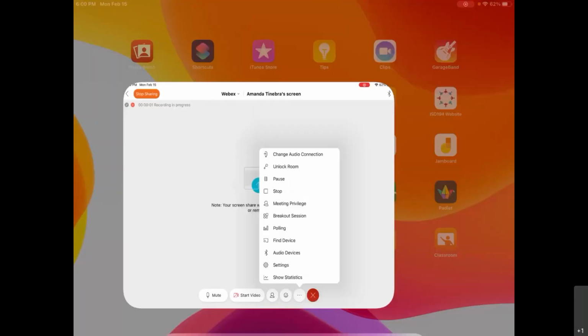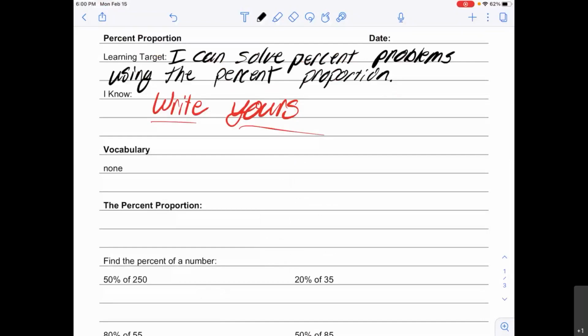For today's video, we are talking about the percent proportion. So our learning target is I can solve percent problems using the percent proportion. Please write down what you already know.